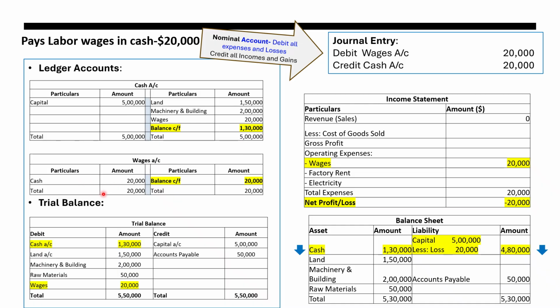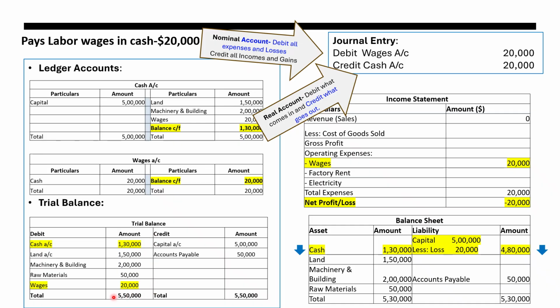Debit side is more by 20,000, so a debit balance of 20,000. Now bringing this to the trial balance, the cash balance has changed. It is 1,30,000 debit. The wages account also has a debit balance of 20,000. So if you look at the logic in this entry, we have paid cash, so cash is reduced, and then we have incurred an expense, so expense has increased, right? So both are affecting the debit side of the trial balance.